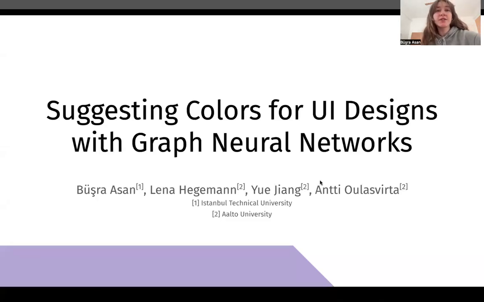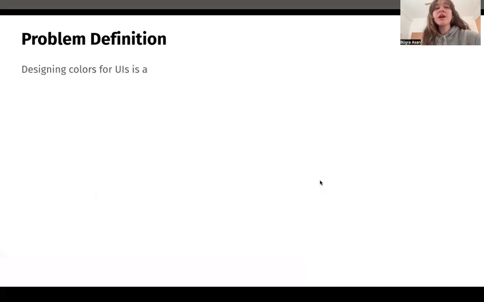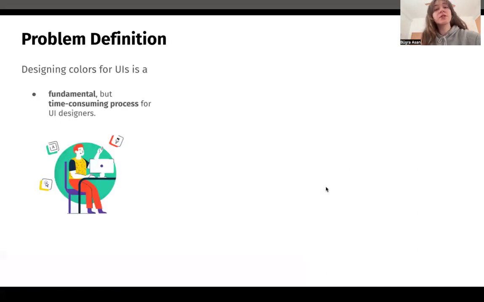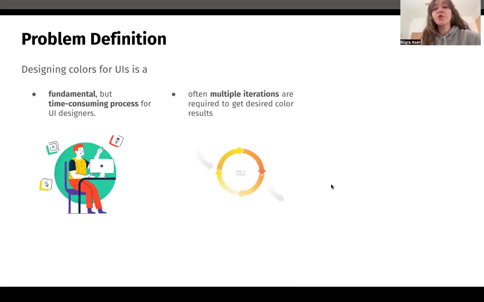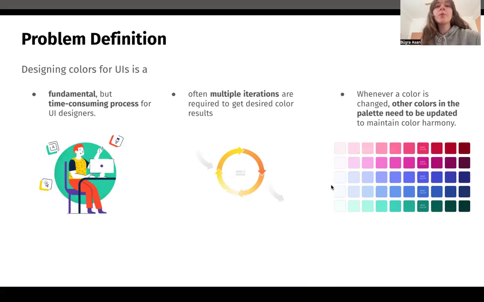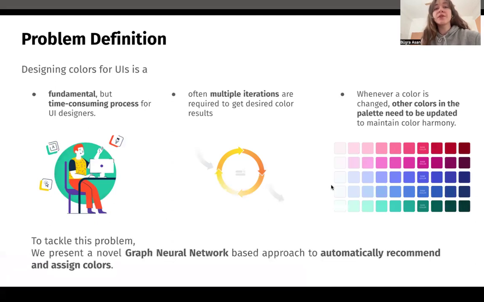Hi, I am Bishra Asan, and together with Lena Hegeman, Jiang, and Anchal Asvirta, we would like to present Suggesting Colors for UI Designs with Graph Neural Networks. Designing color palettes for UIs is a fundamental and time-consuming process. It often requires multiple iterations, and whenever a change is made, the harmony of the palette should be protected. We propose a novel content-aware graph-based representation that can infer suggestions for color palettes and color assignment.